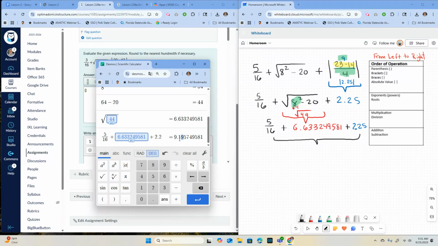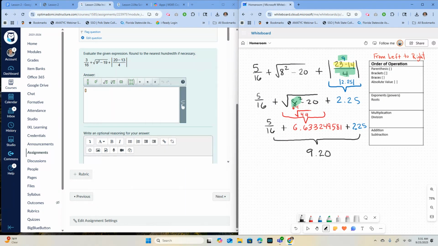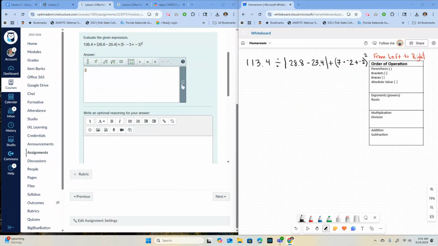You cannot write 10. So see this, 9.19. And since the number to the right of the 9 is 5, go 1 up to the 19. That will give you 9.20. And that will be your final answer. Okay, that's how you do the rounding here. Let's go to the next one.